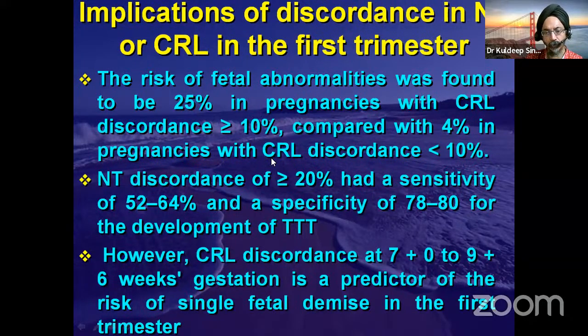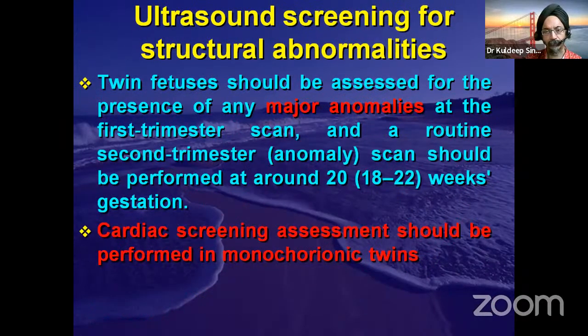If the NT discordance is more than 20%, there is sensitivity and specificity for the development of twin-twin transfusion. This is for 11 to 14 weeks. But at 7 to 10 weeks, if you're looking at discordancy, it's a predictor that there's a risk of single fetal demise.